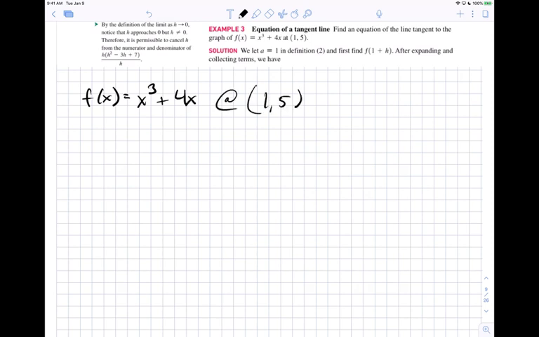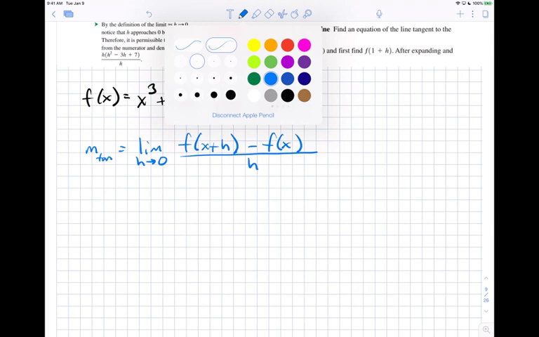If we're going to use the difference quotient definition, the slope of the tangent line is going to be given by the limit as h tends to 0 of f of x plus h minus f of x, all over h. Now notice we can't just plug in 0 because then we're going to be dividing by 0. It's going to be undefined and we can't simplify it. So let's find our f of x plus h. Let's just do that by itself off to the side.